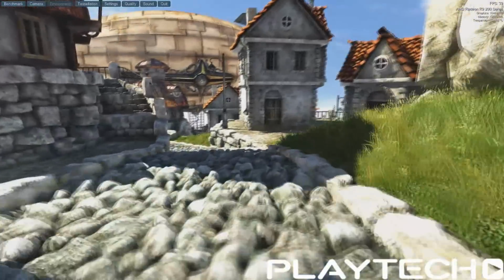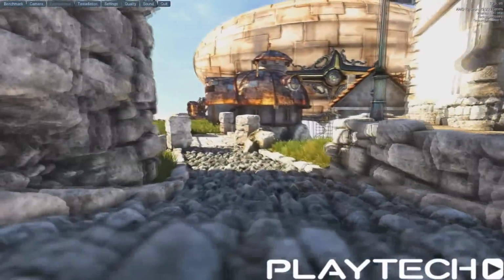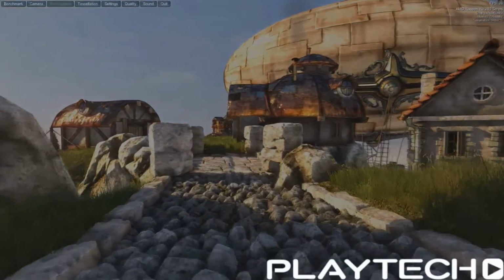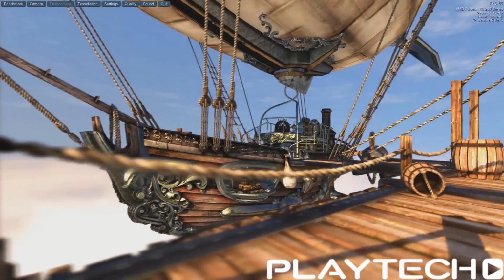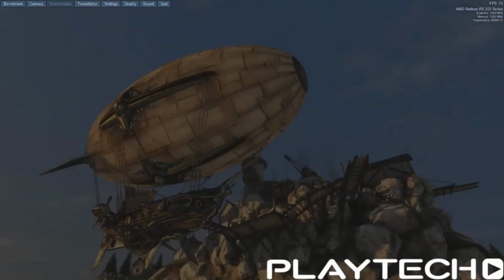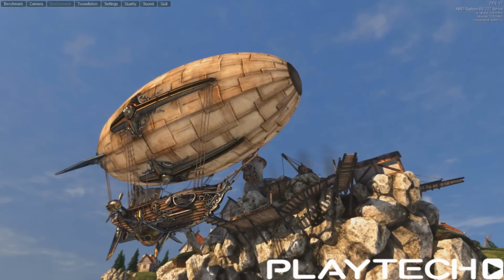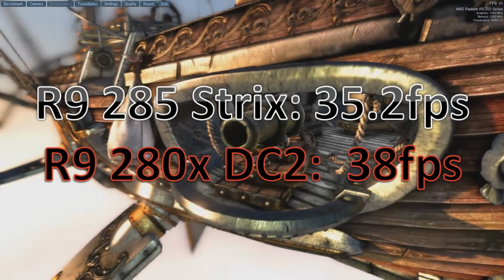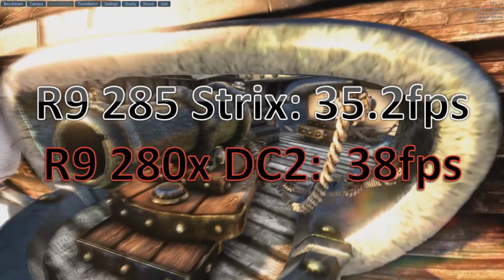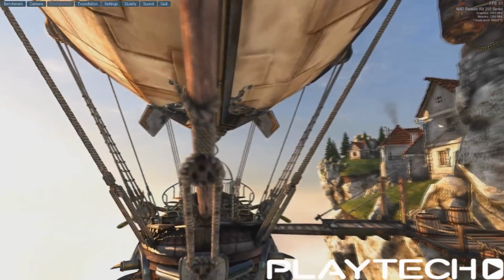The R9 285 Strix scored 35.2 frames per second average. The 280X DirectCu2 scored 38 frames per second flat. So, about 3 frames better for the 280X in Heaven, the DirectX 11.